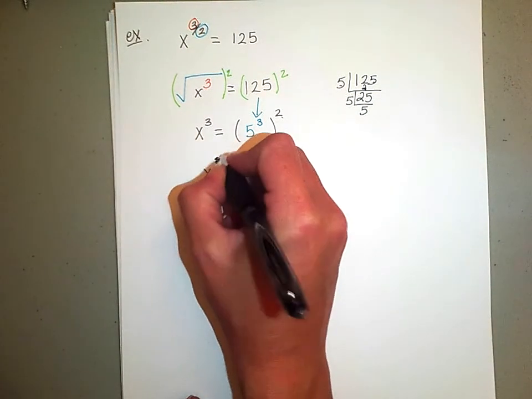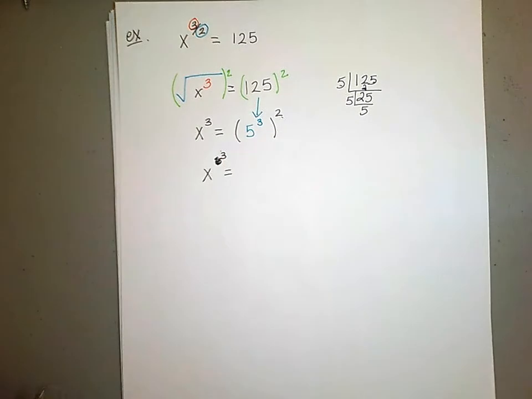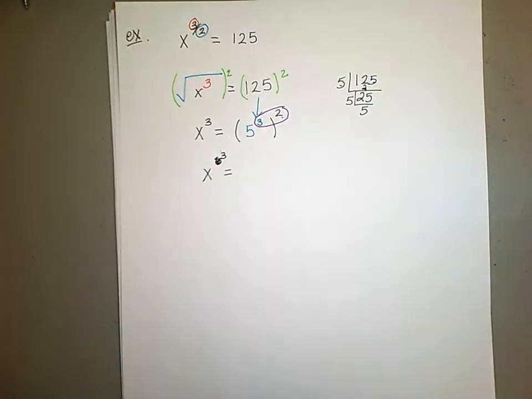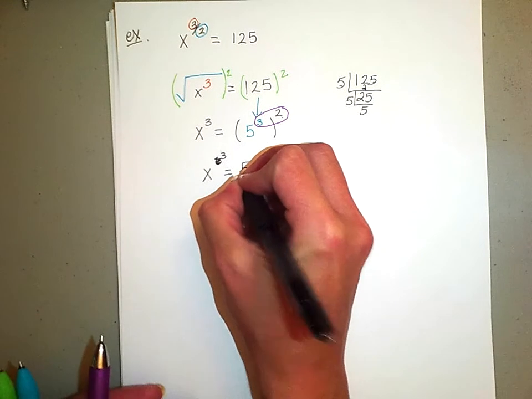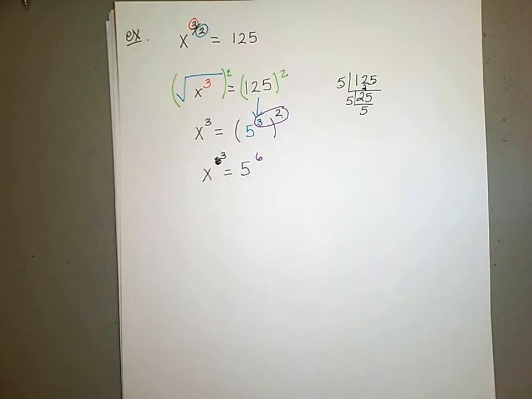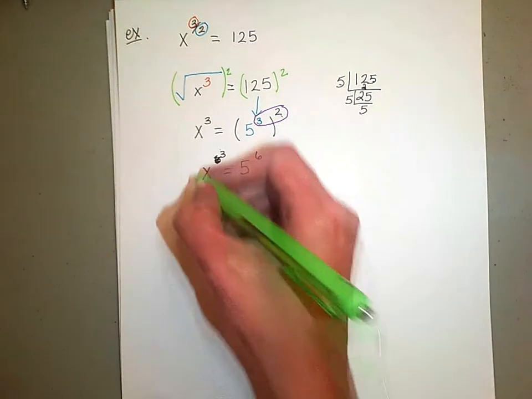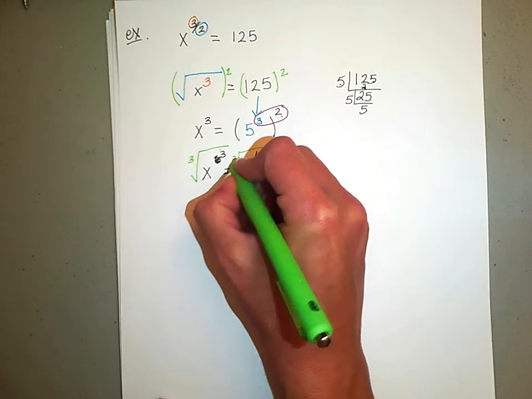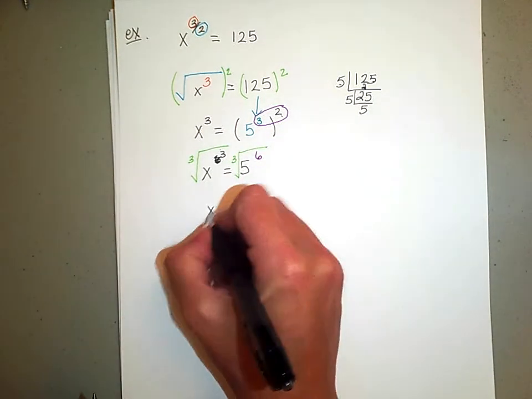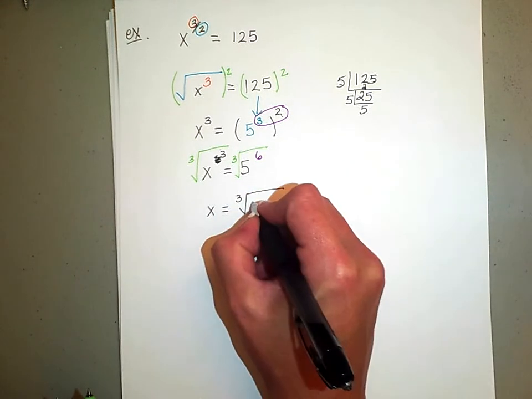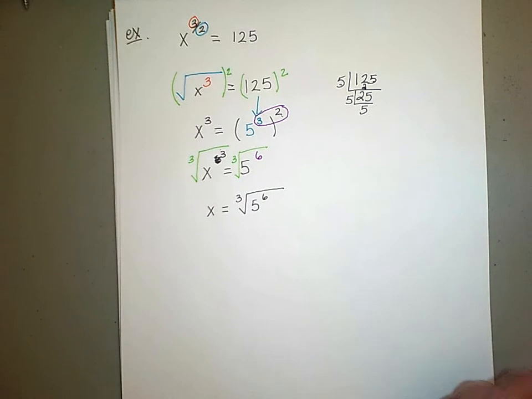Now let's simplify our exponents over here, and going power to power, we actually multiply the exponents. So the base is 5, and 2 times 3 is 6. So x cubed is equal to 5 to the 6th. To undo the cubing, I'm going to take the cube root. So we'll get x is equal to the cube root of 5 to the 6th.